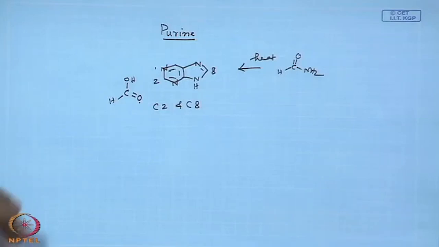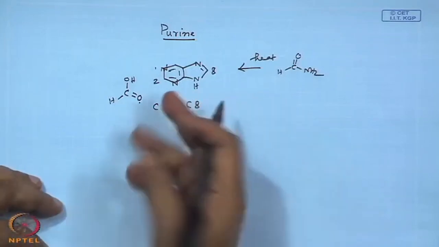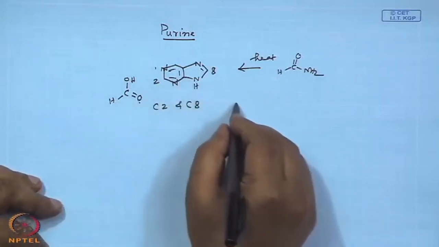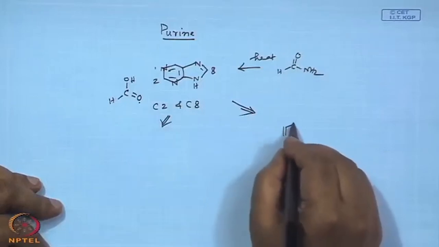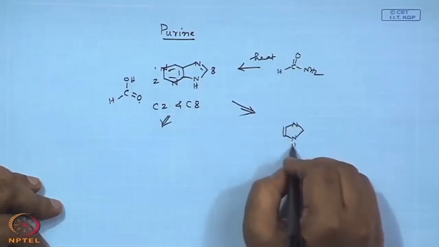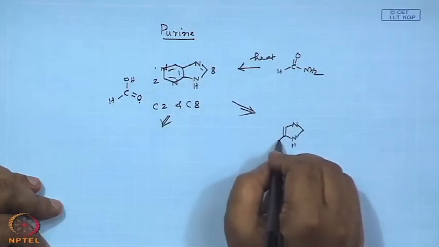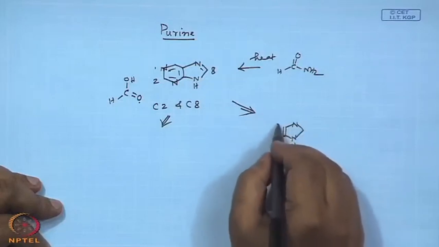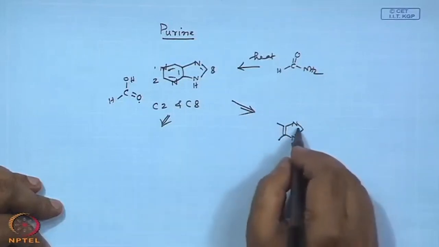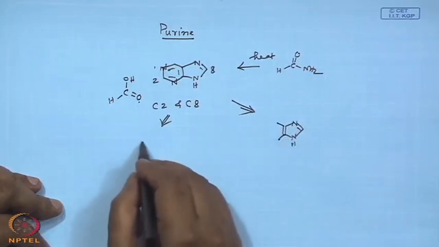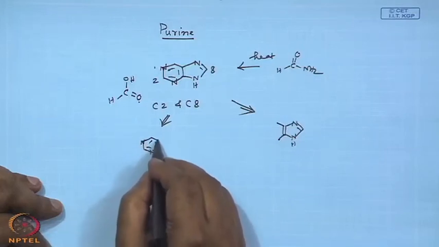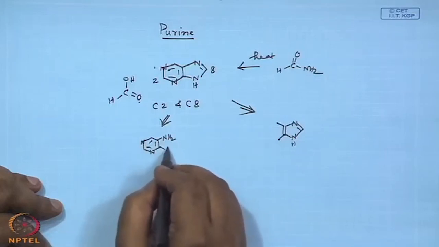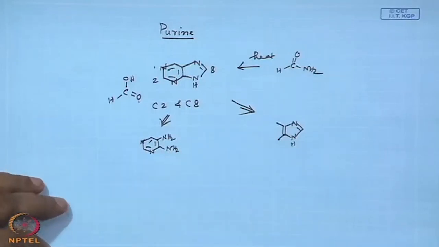The other approaches could be, there are two approaches. One could be you start with the imidazole, the corresponding disubstituted imidazole. The other could be a disubstituted pyrimidine, that is it. So, these are the two ways.